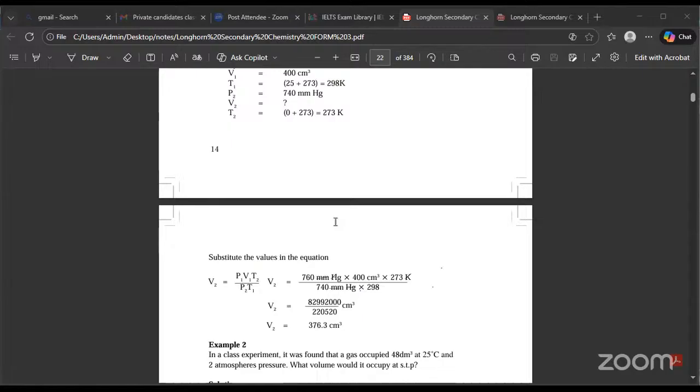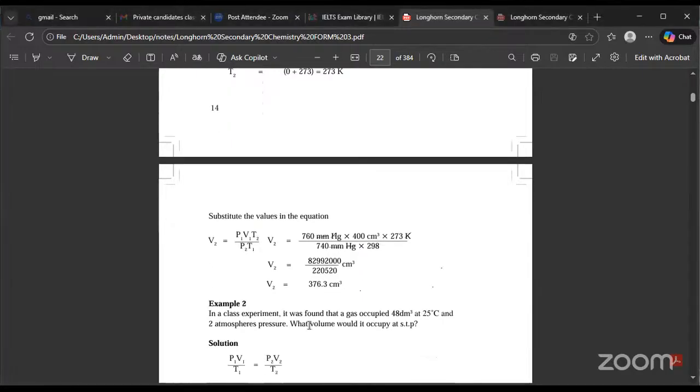So in a class experiment, it was found that a gas occupied 48 dm cubed at 25 degrees Celsius and 2 atmospheres of pressure. So this one has given us another unit. We have different units for measurement. So we have dm cubed. So we have V1, we have T1, and then we have P1.